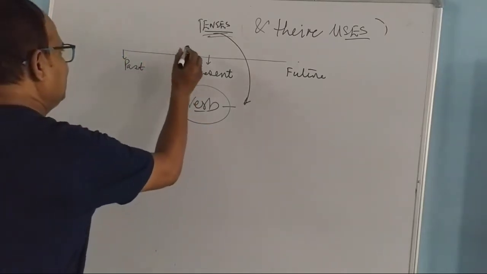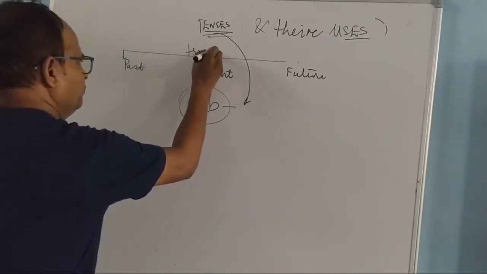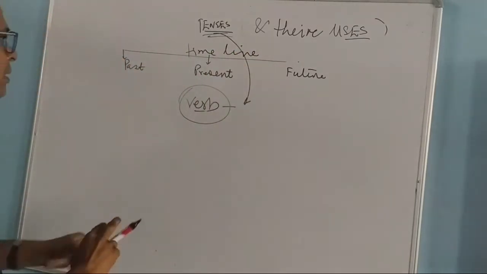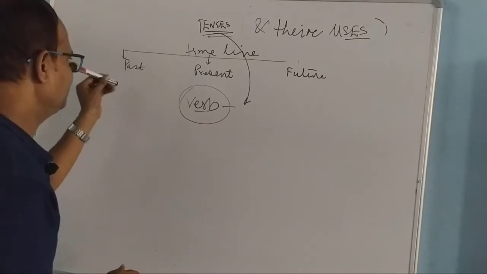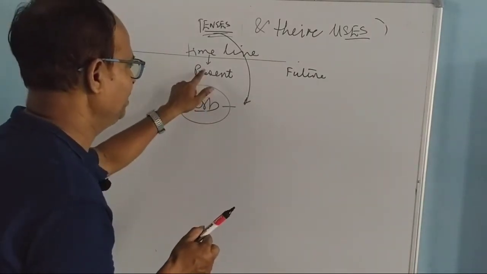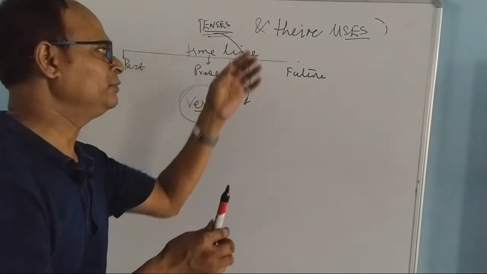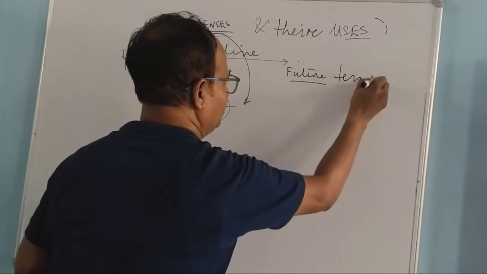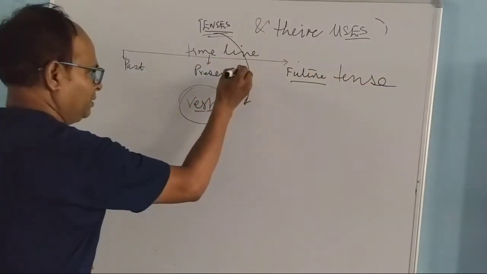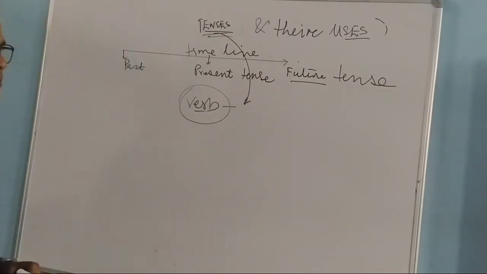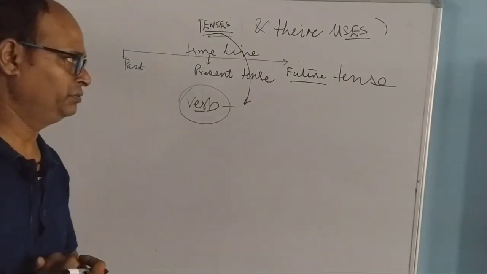So this is the timeline. This is the timeline painted here, and here you will see. First there is the past tense, which is already over. I am talking from here, this is the present tense, and this is the future tense. That means there are three tenses: the past tense, the present tense, and the future tense.